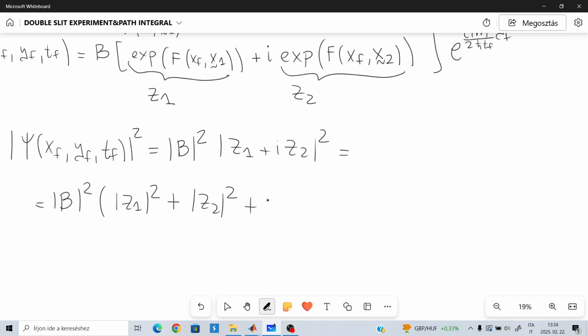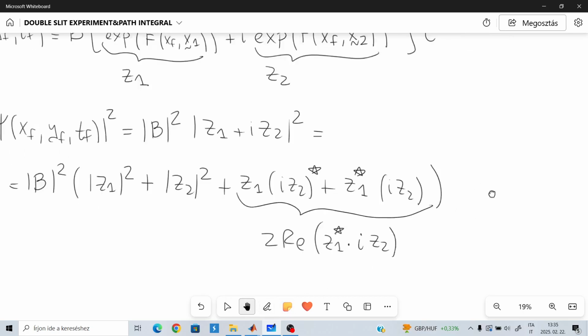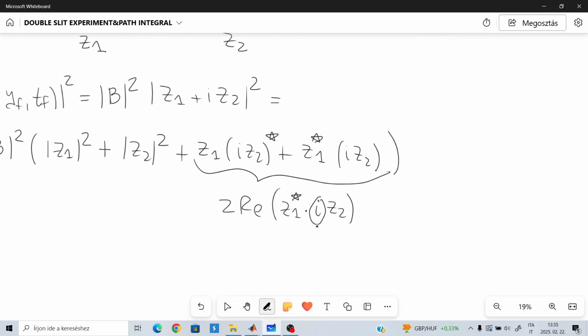Then we have plus the first number multiplied by the complex conjugate of the second number, plus the complex conjugate of the first number multiplied by the second number without complex conjugate. And this can also be written as twice the real part of one of these. So we can take, for example, z1 star, which is the complex conjugate, times i times z2. And now we can apply these formulas. And in particular, I will write, for example, i as e to the i pi over 2.